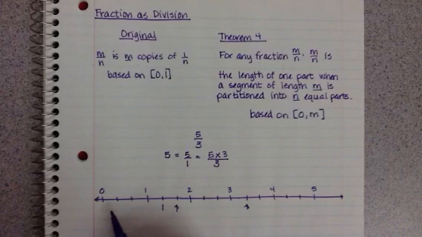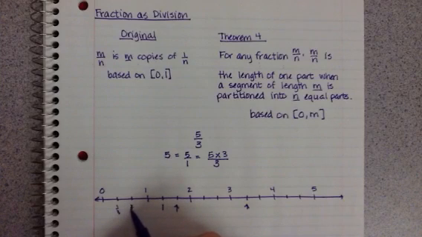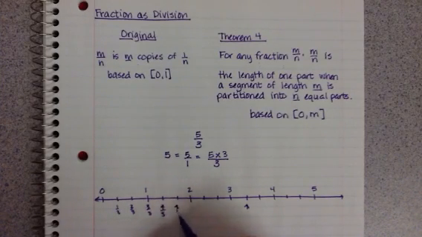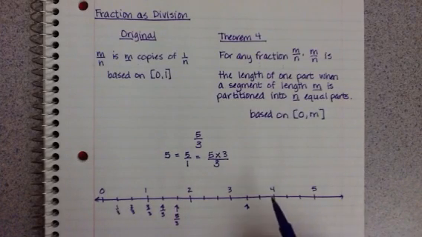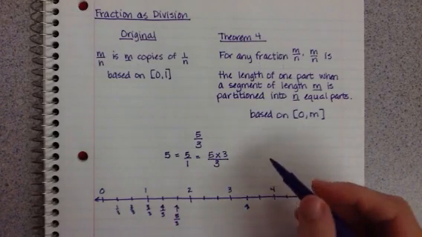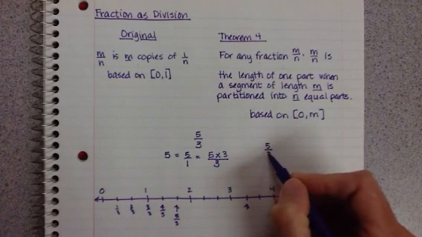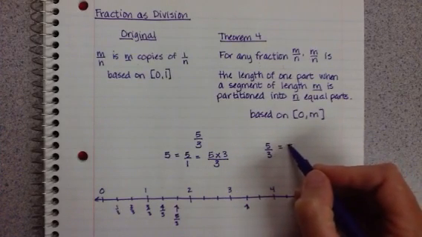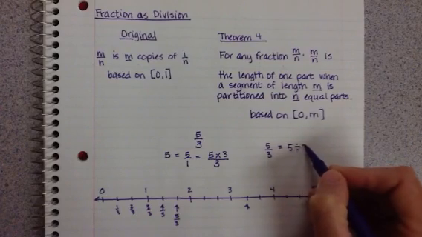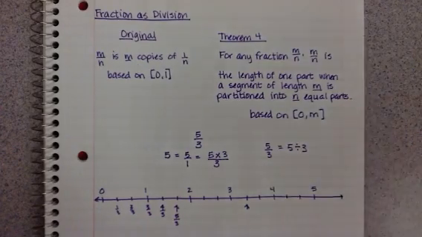So what we end up having is, if these are concatenations of thirds, 1/3, 2/3, 3/3, 4/3, well, lo and behold, what do we have? 5/3. So we can look at this as division by saying that 5/3 is the same as saying 5 divided by 3. And we'll finish this up in the next video.